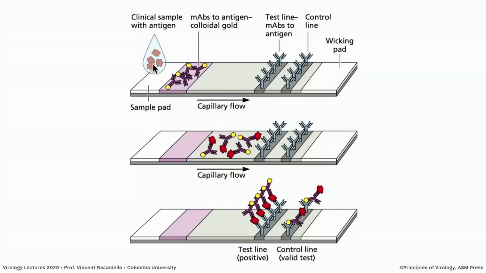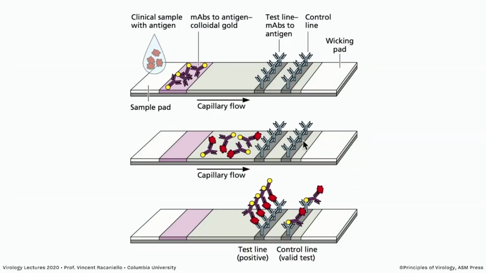So if there's antigen in the sample, it will combine with these antibodies and move down. And you can see them here in the middle of the slide. The red are the viral proteins. And then they reach the other end of the assay where there are capture antibodies.